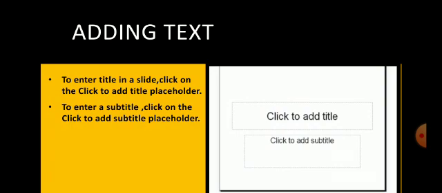Now the next topic is adding text. If you want to add text in your slide, then follow this step. Step first, if you want to enter a title in a slide, then click to add title placeholder. If you want to enter a subtitle, then click to add subtitle placeholder. Look at the figure.